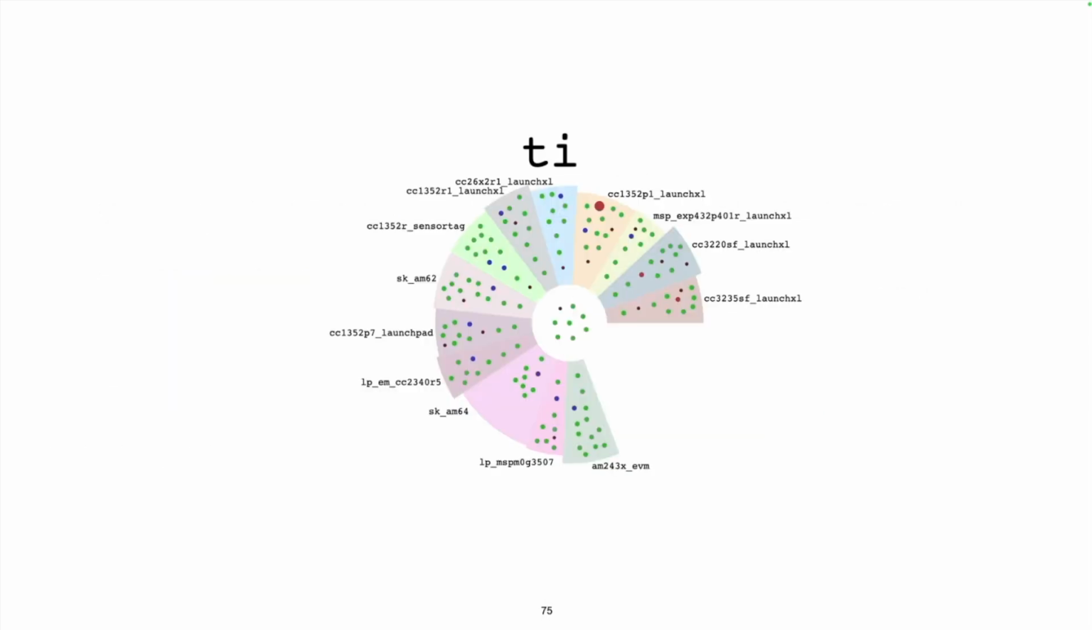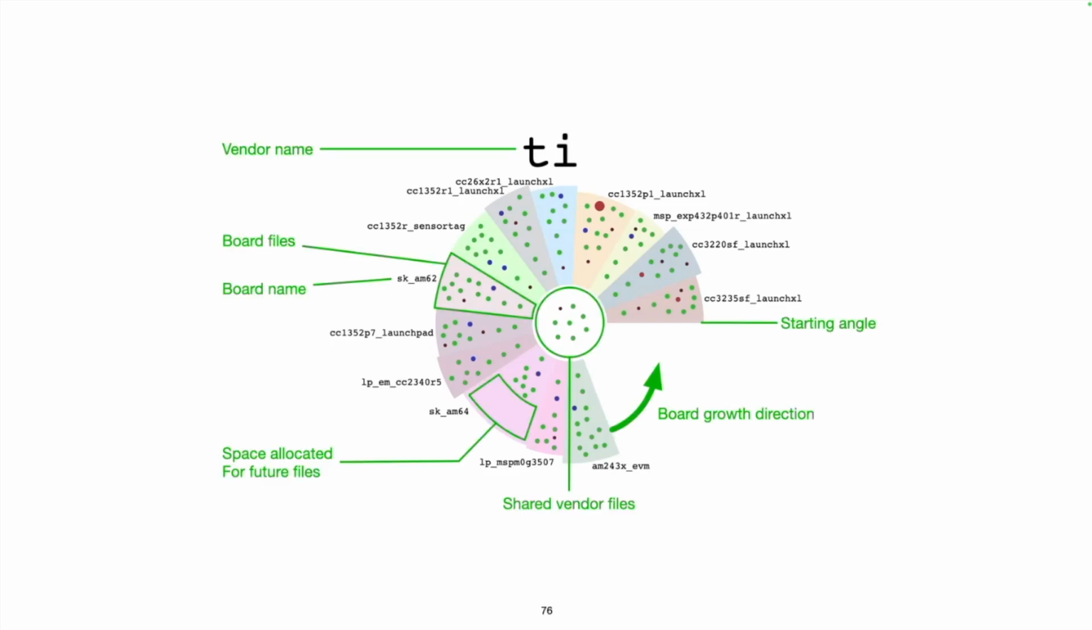So here's what we did. We used the same Poisson Disk Sampling approach, but now we basically encapsulated a single vendor, in this case, TI, and all of the boards that they have are these little slices. Each board has a number of files in it, and also some files that are common to all the boards of the vendor. And we created this simple kind of sunburst-like structure.